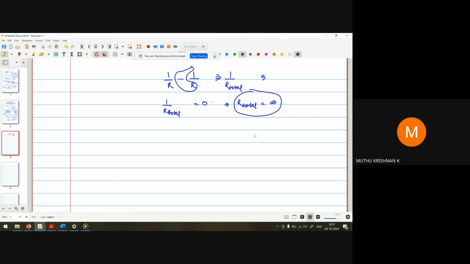Sir, how can we have a negative resistance? Negative resistance is practically not possible. Mathematically we need negative resistance, but what do we do in real life?